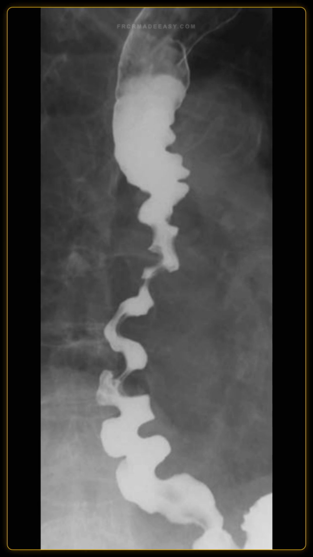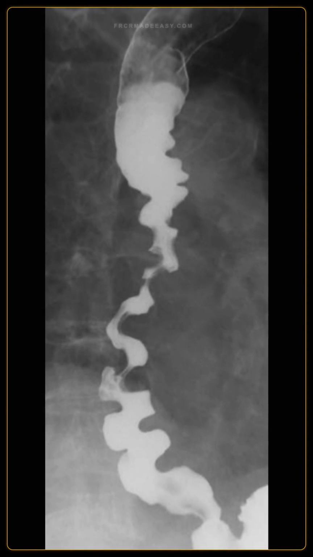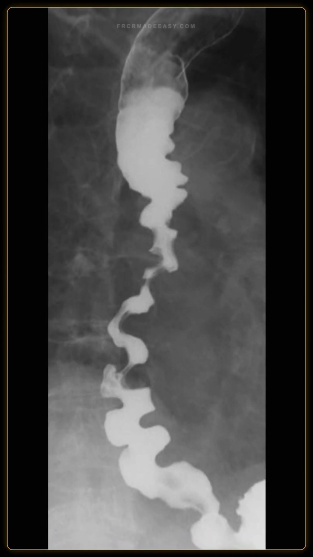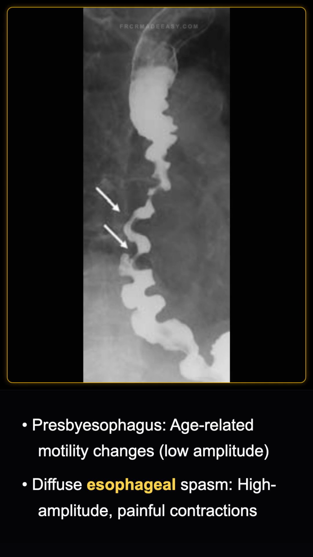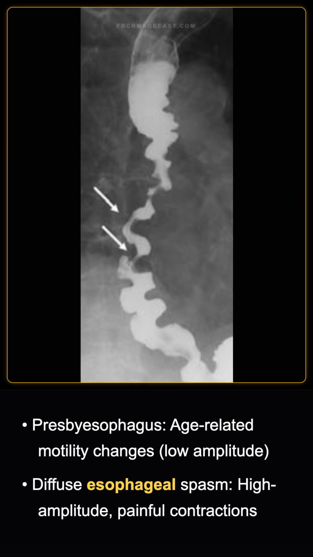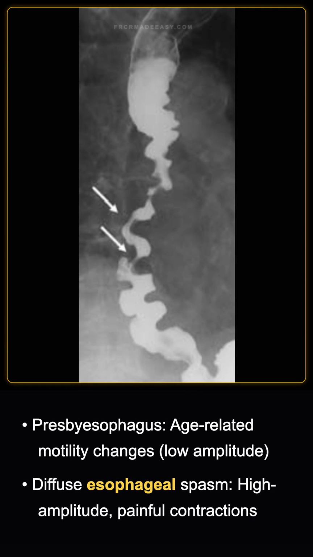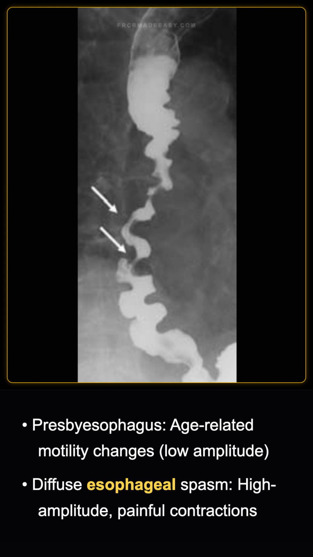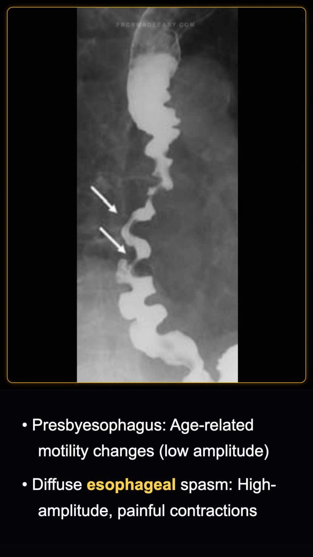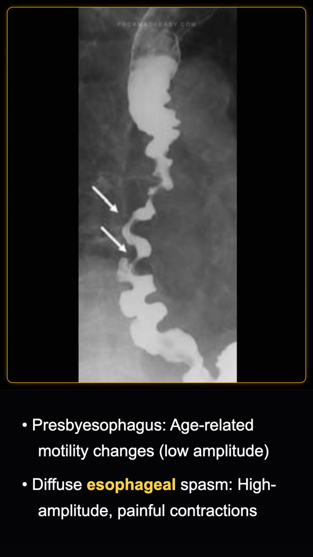How do you distinguish diffuse esophageal spasm from presbyesophagus on imaging? Presbyesophagus represents age-related motility changes characterized by low-amplitude, non-propulsive contractions that are generally asymptomatic and do not cause significant chest pain, whereas diffuse esophageal spasm features high-amplitude, painful, lumen-effacing contractions.